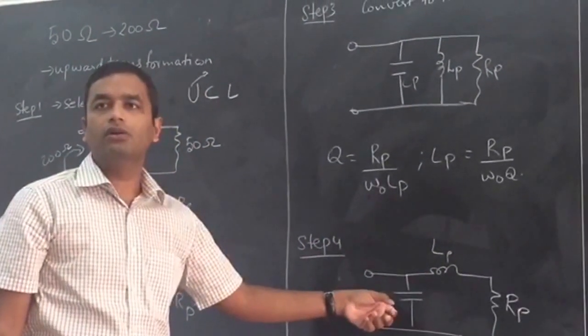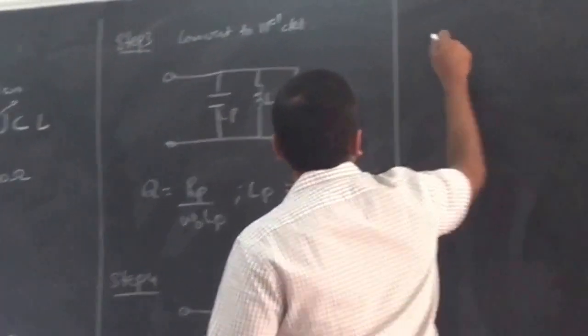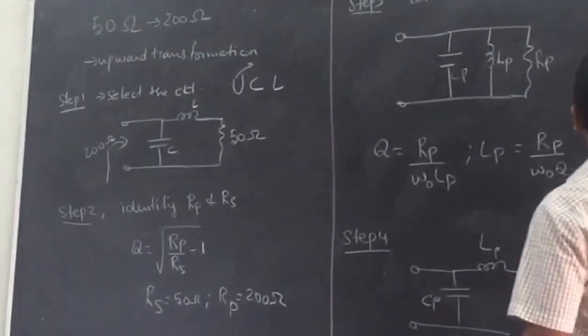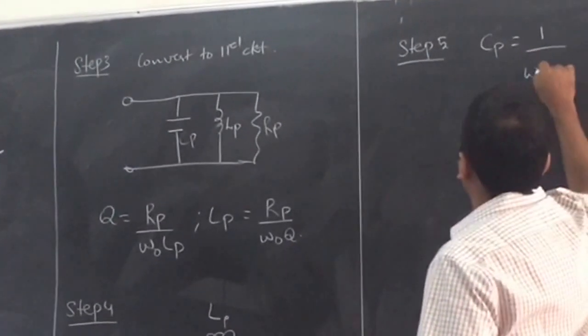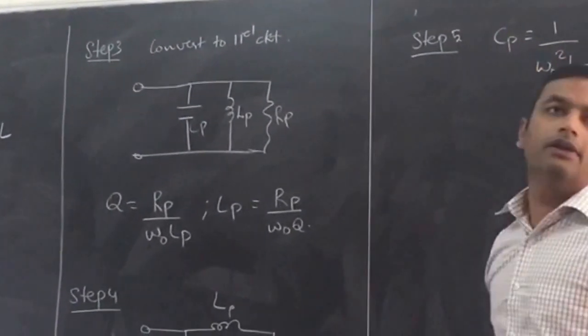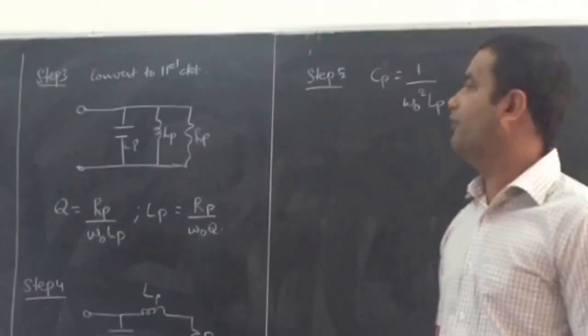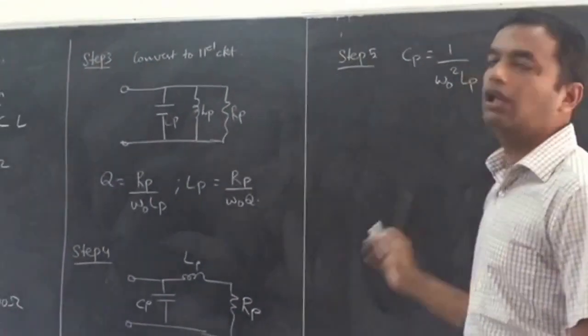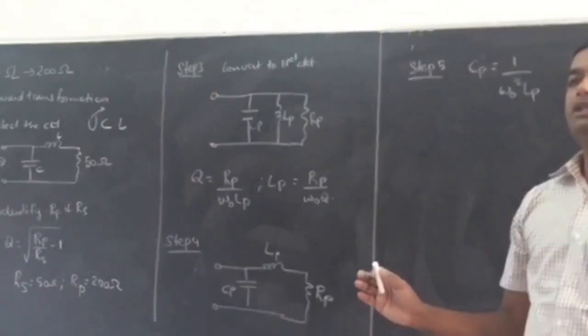Now what is left out? I need to find out the CP value. CP value is what? CP is equal to 1 by omega naught squared LP. This is what we will have to do. These are the 5 steps involved in calculating or designing an impedance matching circuit.